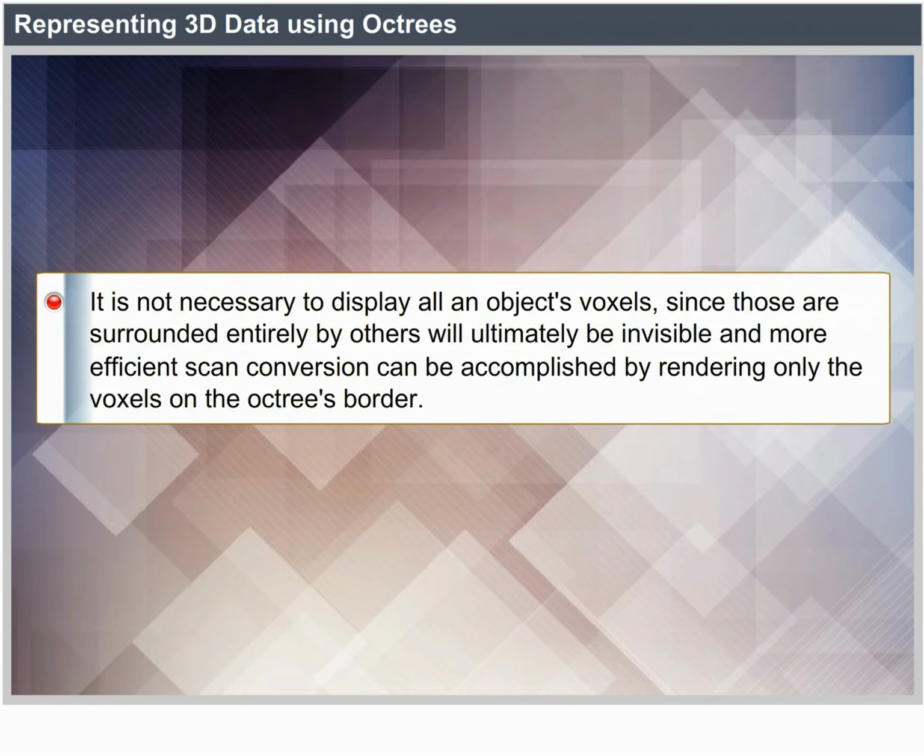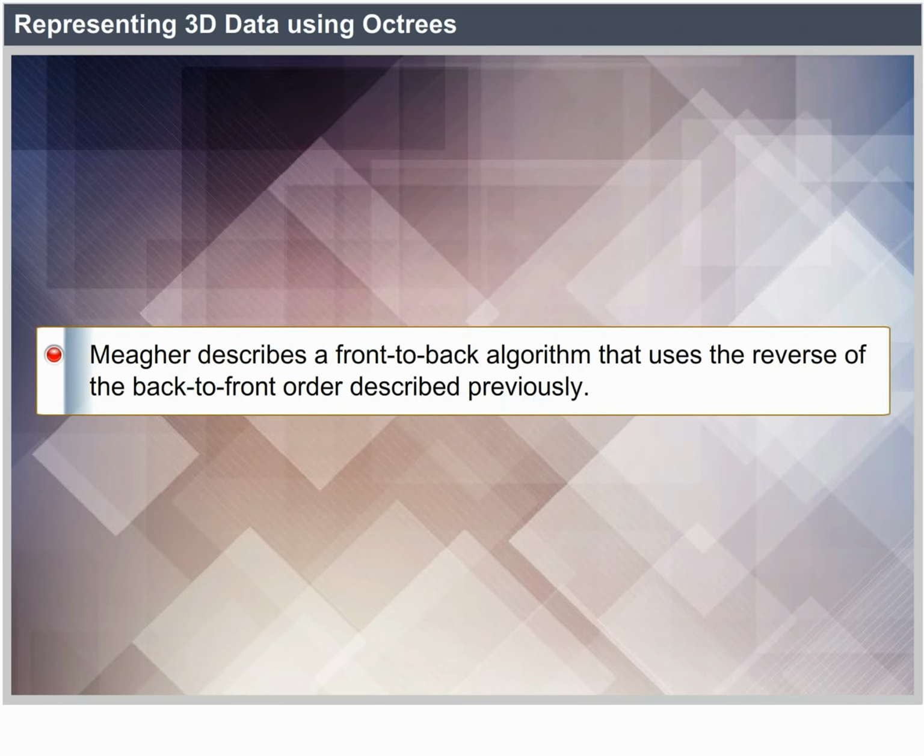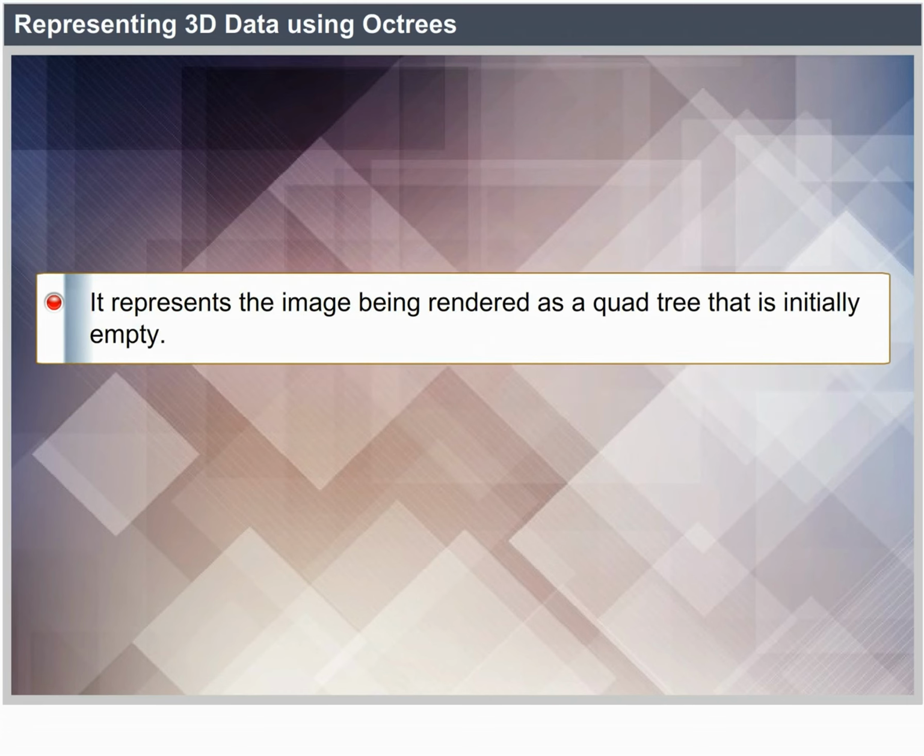It is not necessary to display all an object's voxels, since those that are surrounded entirely by others will ultimately be invisible. More efficient scan conversion can be accomplished by rendering only the voxels on the octree's border. Meagher describes a front-to-back algorithm that uses the reverse of the back-to-front order described previously. It represents the image being rendered as a quadtree that is initially empty.